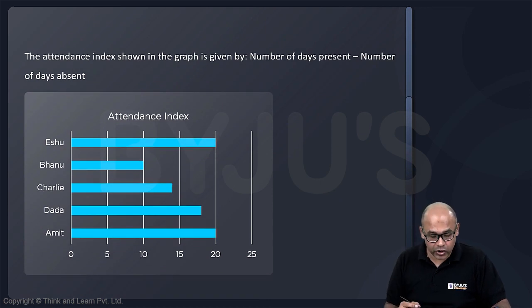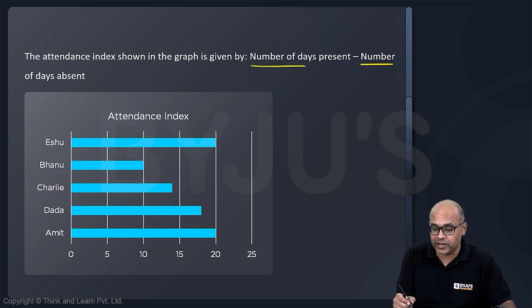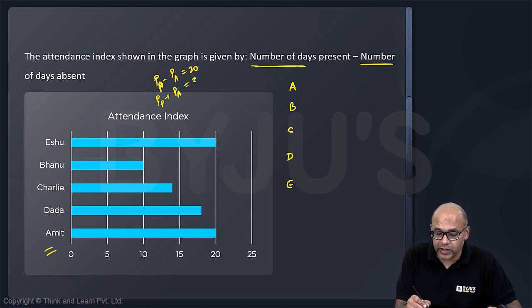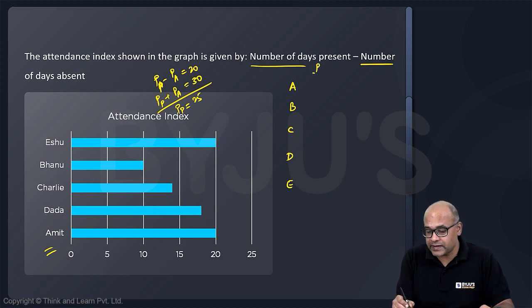This is the first chart which shows A, B, C, D, E. This is the difference between the number of days present and number of days absent. So if I make a table A, B, C, D and E, I can say that present of A minus absent of A is 20, and present of A plus absent of A should be equal to 30 because total number of days are 30. So clearly I can see that the number of days A is present is 25.